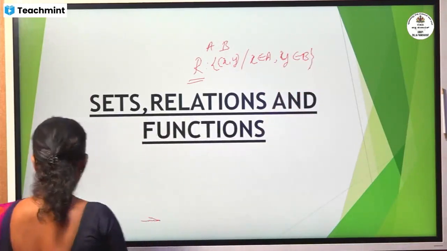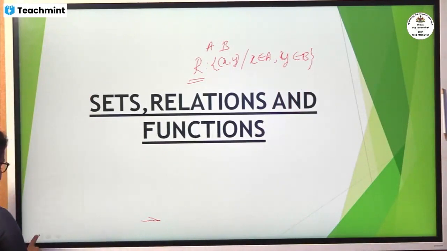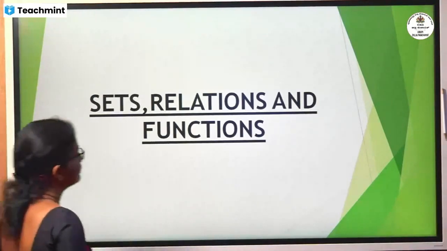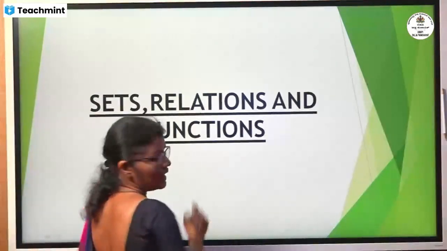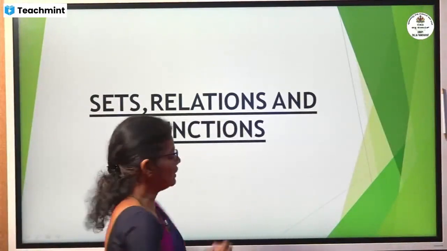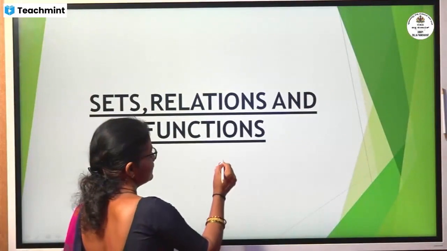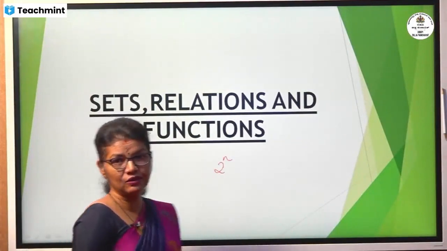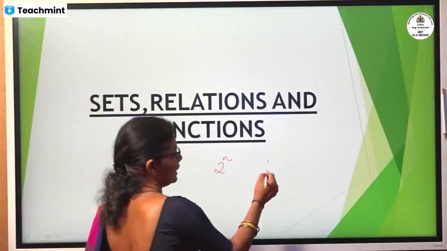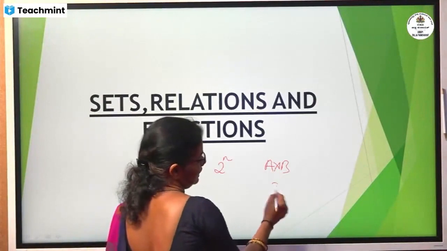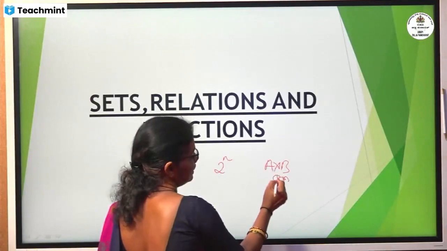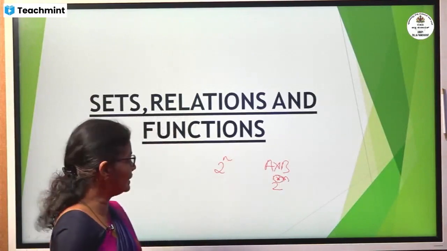Now we'll consider the number of relations possible. As I said earlier, R is a relation. It is a subset of A cross B. And we know that the number of subsets can be calculated using the formula 2 to the power n. Now as the relation is a subset of A cross B, the number of possible relations is 2 to the power mn, where m is the cardinal number of A and n is the cardinal number of B.